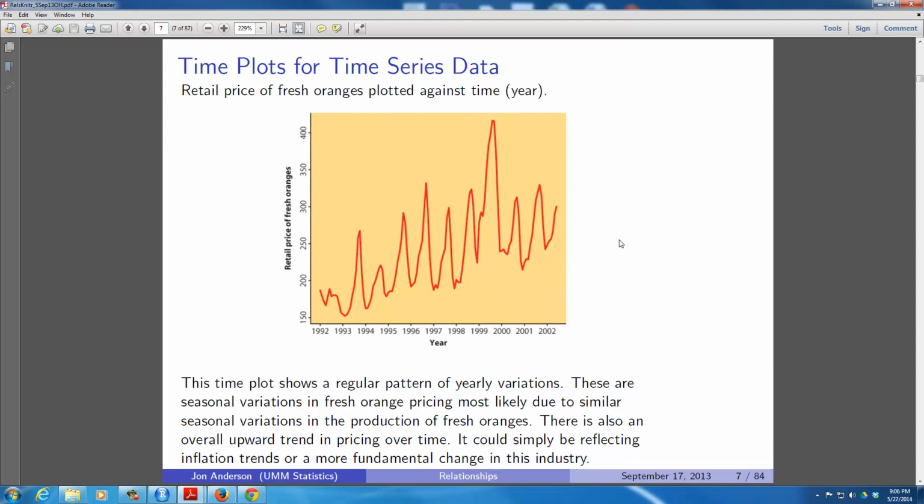And what you can see from this is a very regular pattern that pretty much once a year we have a price spike in oranges, and about once a year, every 12 months, we have a low price area. We can also see that as time is going on, the price of oranges generally is going up, but you can see this very clear seasonal pattern.